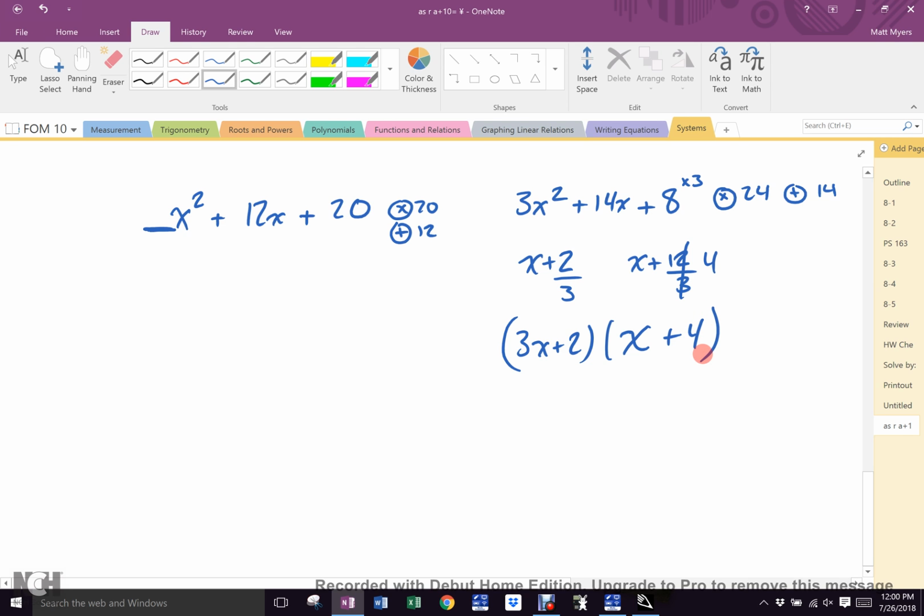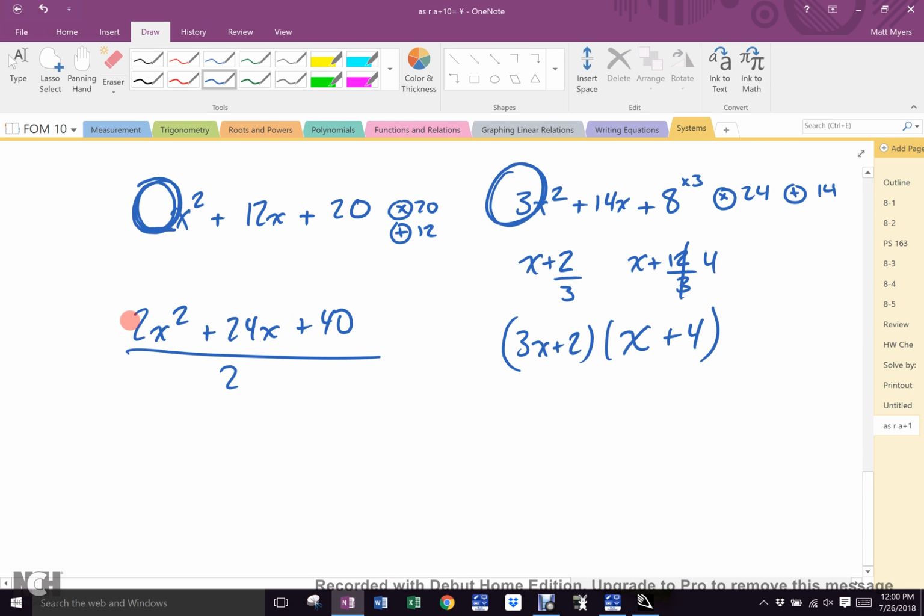So what tells you what to do is whether or not you have a number there. Okay? Now sometimes you'll have a number there that you can get rid of. Then you go back to this. Okay?